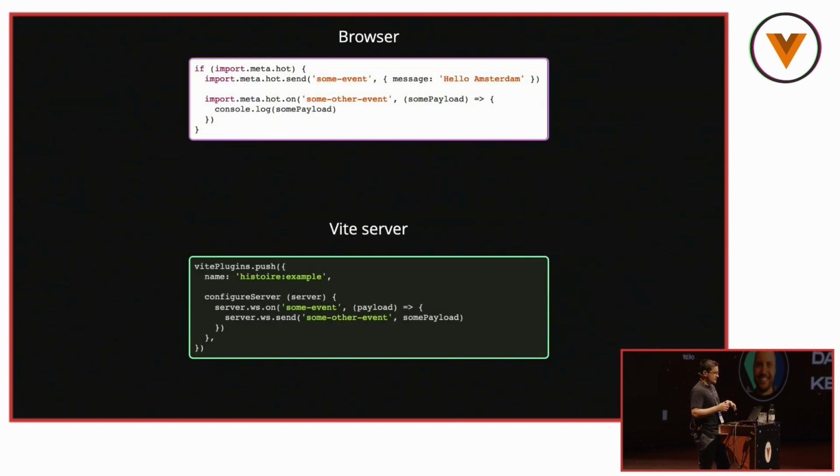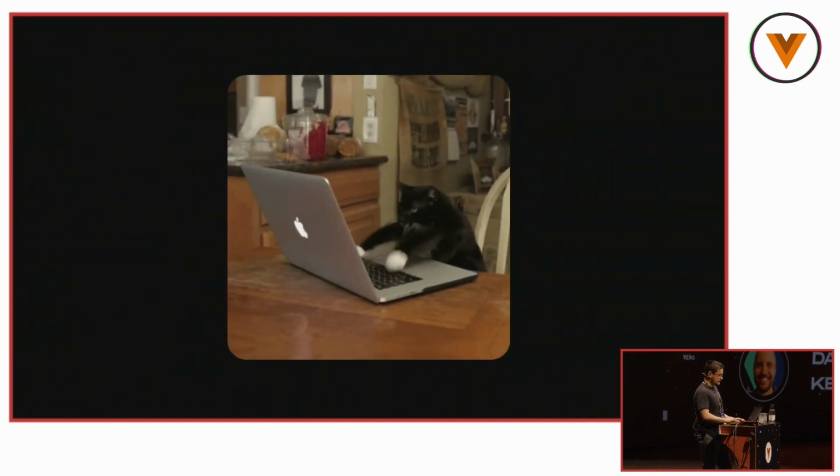So that's actually how we are going to let the plugin know that we executed the command. So here's an example. In the browser, you can use the import.meta.hot API with send or on. And in the Vite server, you can access the WebSocket server using ws on the Vite server. Or if you are in a Vite plugin, you can use the configureServer hook here. And then you can listen or receive events that way. So let's continue.